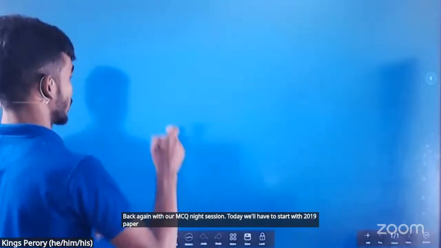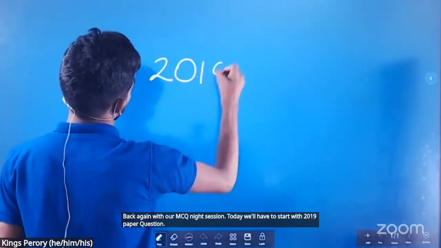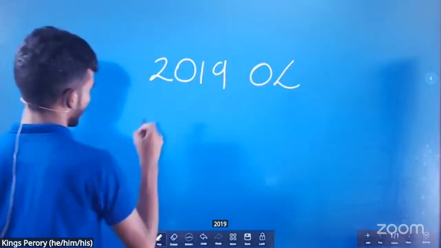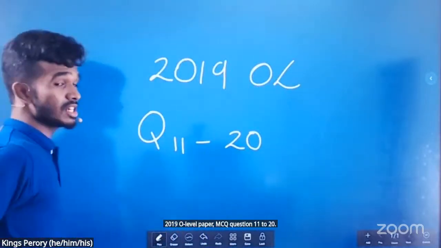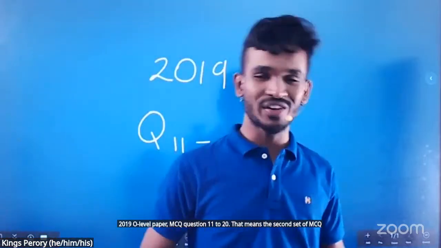Right. Good evening, everybody. Back again with our MCQ night session. Today we'll start with the 2019 O-level paper MCQ questions 11 to 20. That means the second set of MCQs is there for us to finish off today.